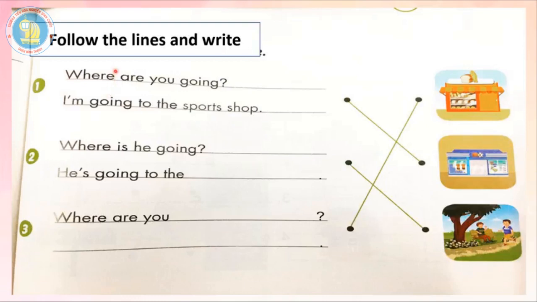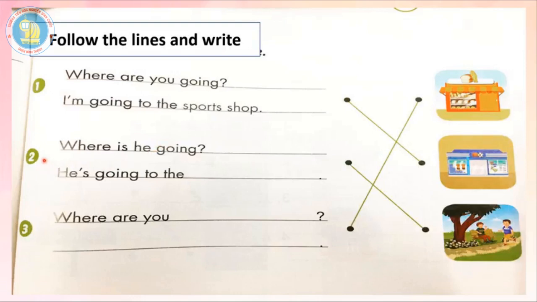Everyone, follow the lines, then you write. Okay, for example, you look at number one. Where are you going? You look at the line. And where is it? Sports shop. That's right. Then you write, the answer is, I'm going to the sports shop. Now, everyone, you listen and repeat. Where are you going? I'm going to the sports shop. That's right. Now your turn.